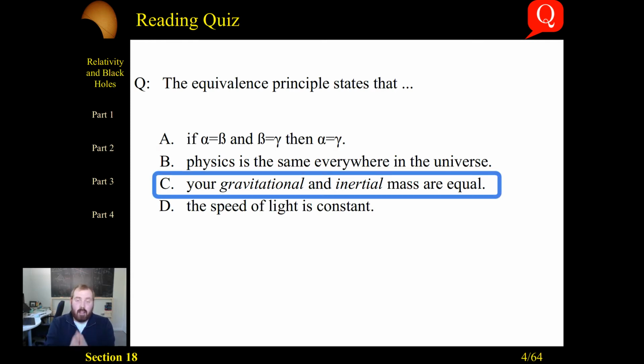What we're going to say is that when we're establishing the equivalence principle, we're saying that your gravitational mass and your inertial mass are equal. Now, if you remember way back at the beginning of this video series, we've discussed this before, but I'll remind you again when it comes up.